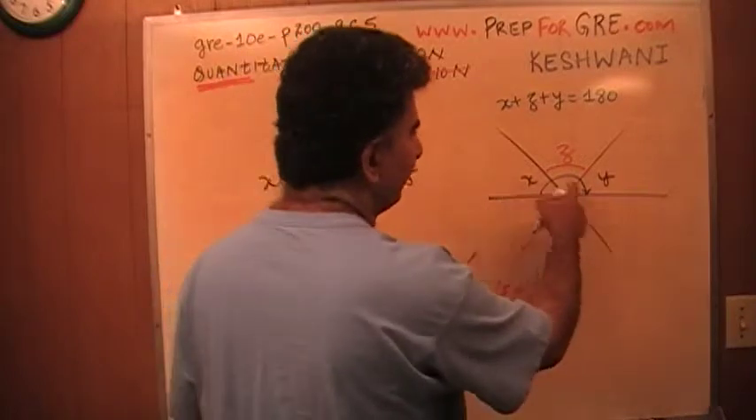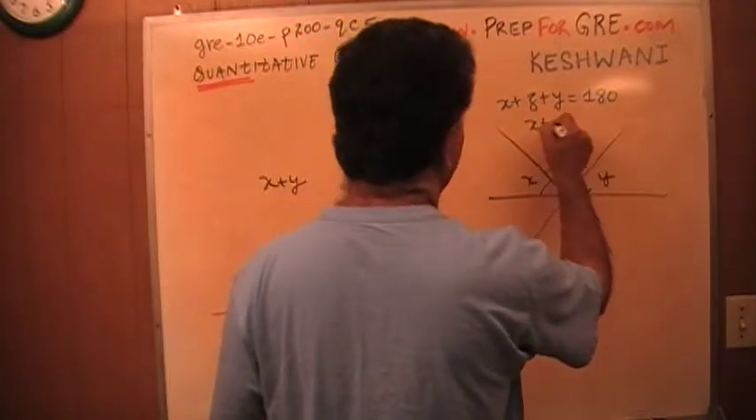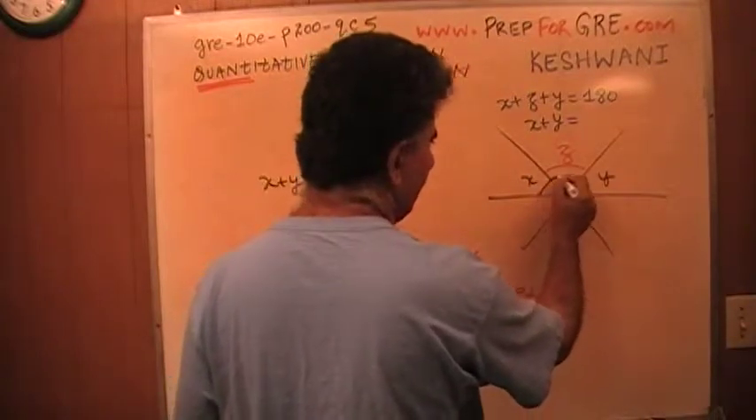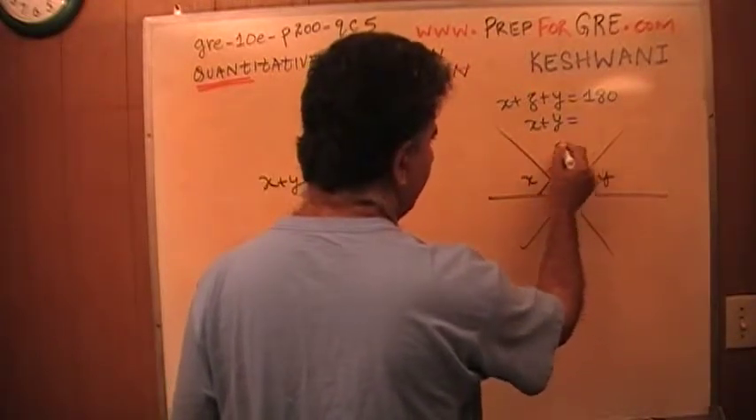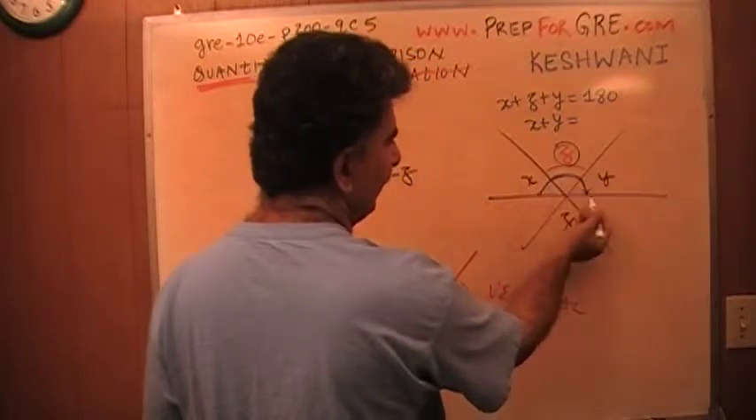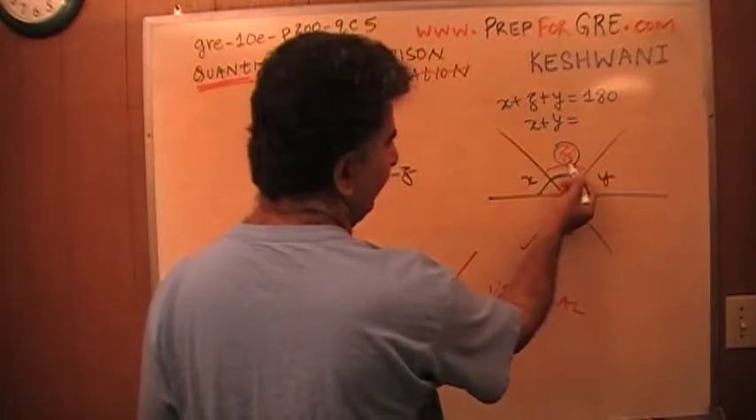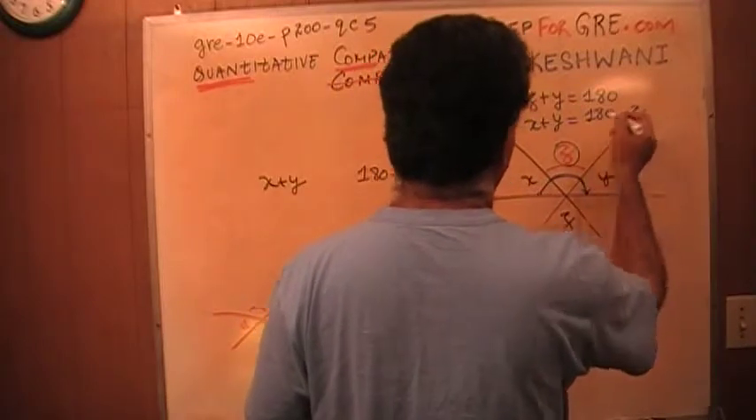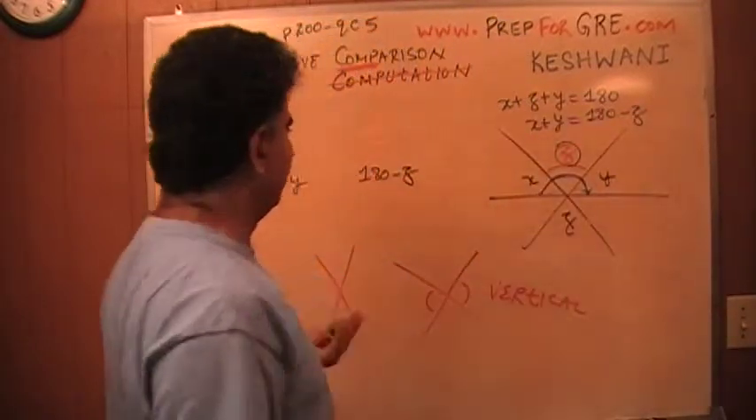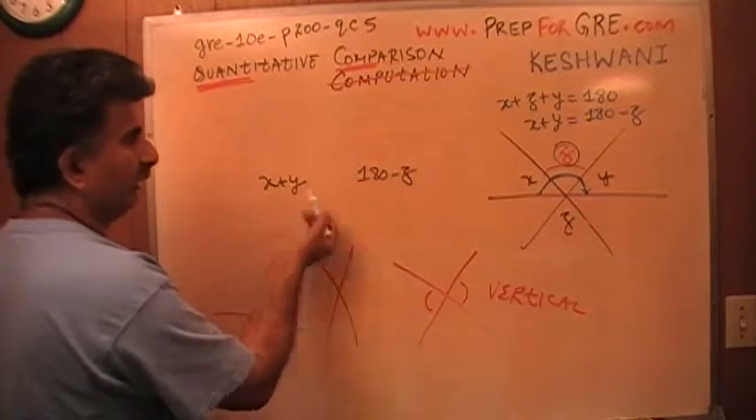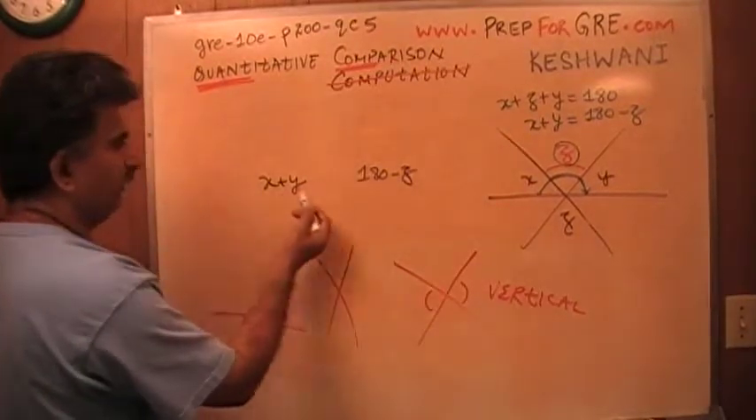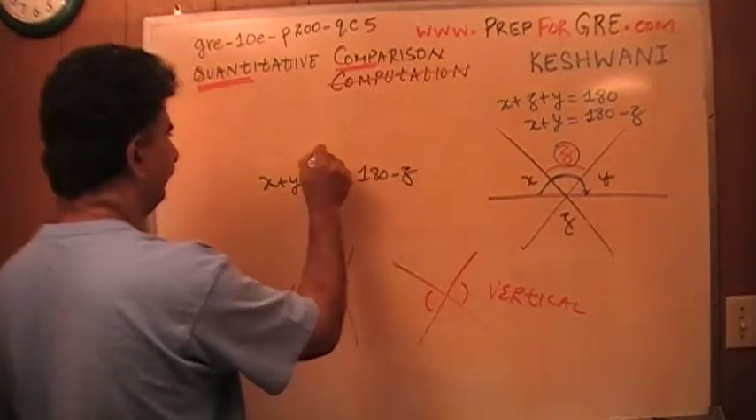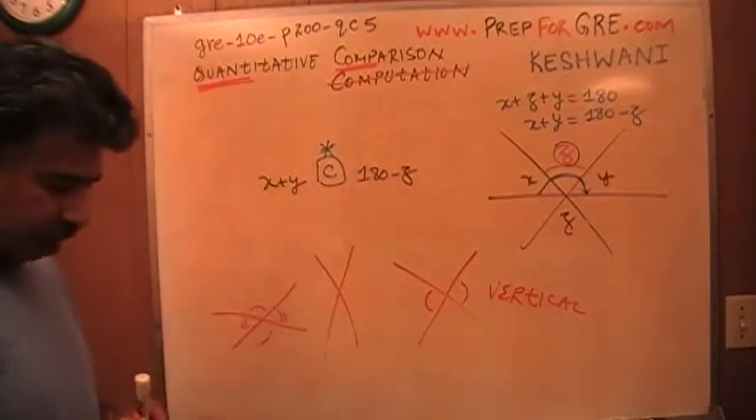Which means that x plus y must be the 180 from here to here minus this guy. If I take away z from 180, this must be x plus y. In other words, subtract z from both sides in this equation. So x plus y equals 180 minus this angle. The answer is C. That's all.